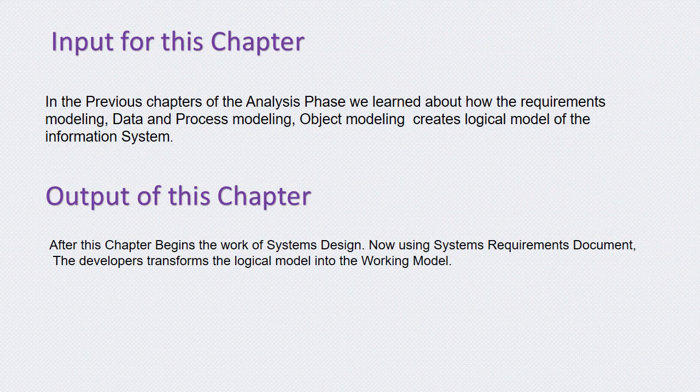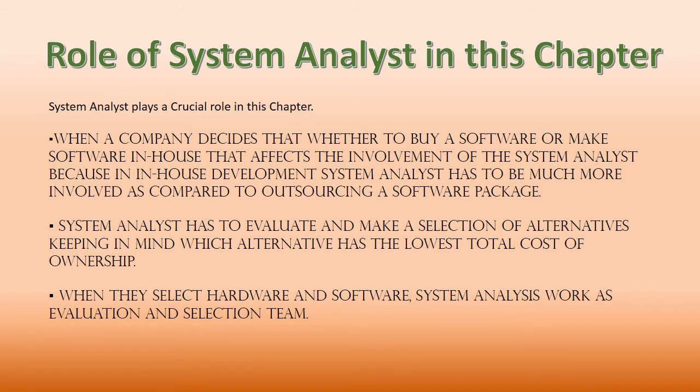Input for this chapter. In the previous chapters of the analysis phase, we learned how requirement modeling, data and process modeling, and object modeling create the logical model of the information system. After this chapter begins the work of system design. Now using a system requirements document, the developers transform the logical model into the working model.